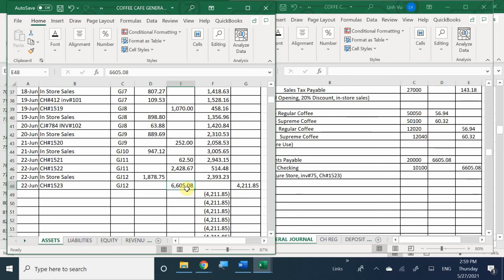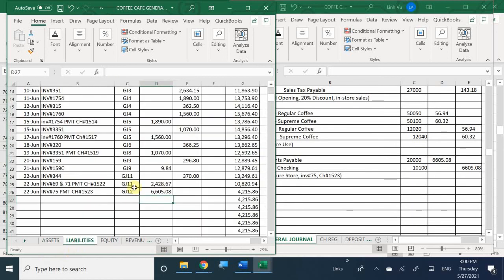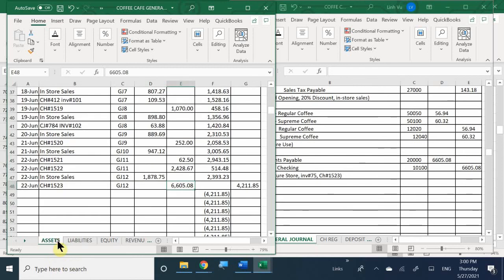If you drag your formula the whole way down, if you got the correct amount in there, it should give you the correct 421185. Can I see the balance for the checking one more time? Does it mean accounts payable? I'm sorry. Oh, okay, I got it. You guys are correct again.